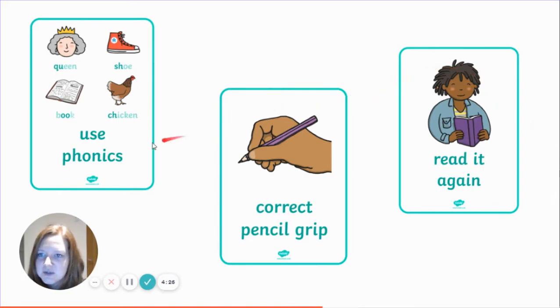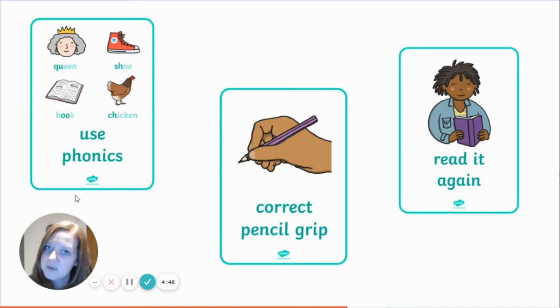We need to use our phonics, and you guys are so good at phonics now, aren't you? You need to sound out your words. Copying the words isn't as good as sounding them out yourself. You will learn much better and much quicker if you sound out the words using your phonics. So I would like to see your sentences using phonics.